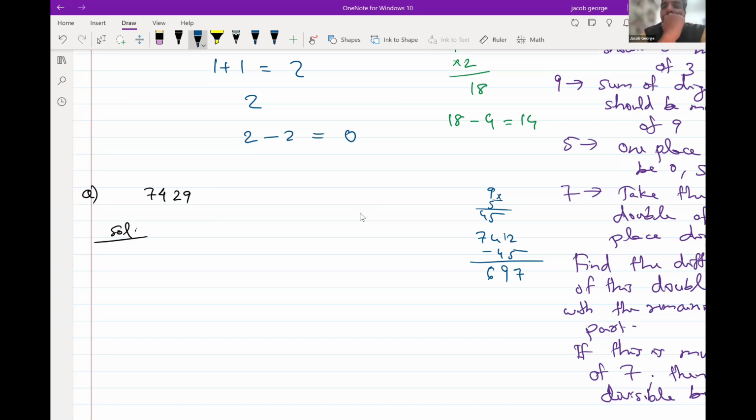That also we check again the same way. 7 fives are 35. 69 minus 35 is 34. It is fine. 34 is divisible by 17. So this number is divisible by what?